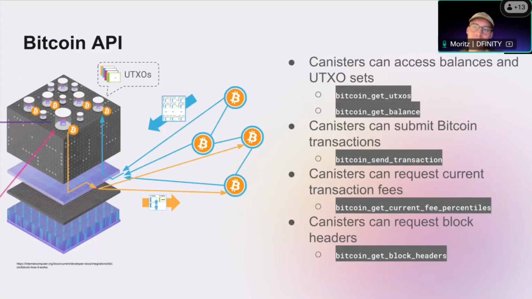And then, last but not least, canisters can also request block headers, and that's useful in some situations where the canister can basically fetch a raw transaction with a Merkle proof from an untrusted source and then verify that the transaction is actually part of the Bitcoin blockchain. So that's also neat.